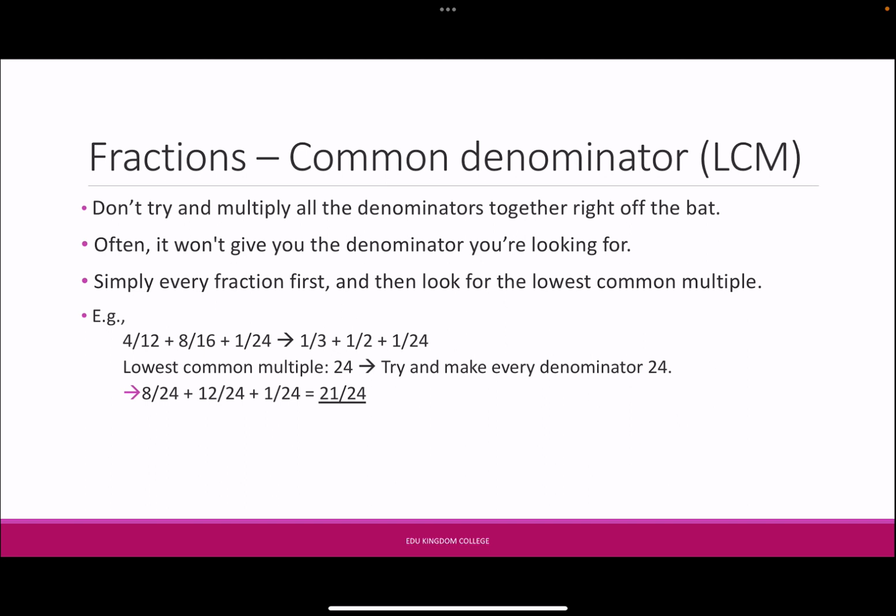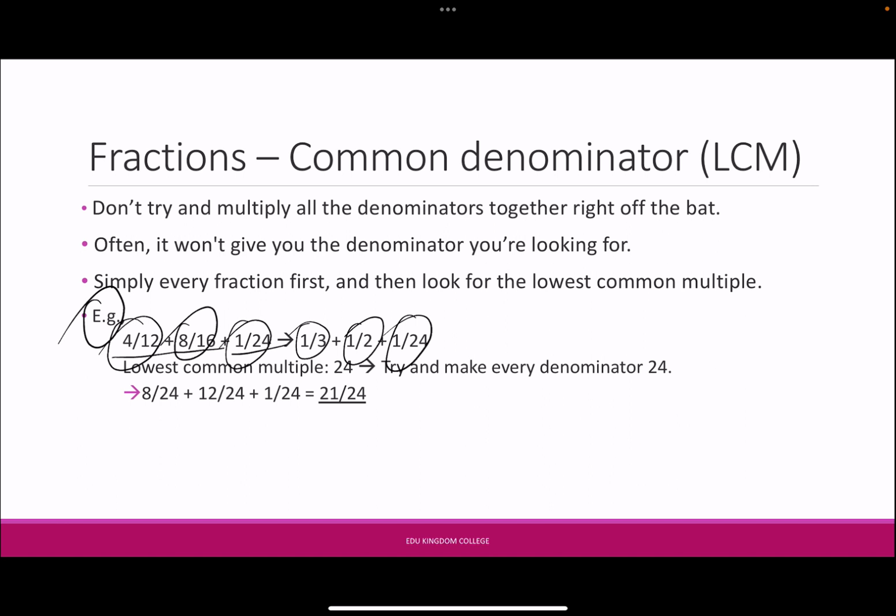So when we find a common denominator, don't try and multiply all the denominators straight off, because that won't give you the common denominator you're looking for. What you want to do first is obviously simplify. With fractions, we always simplify first, because that never does us any bad. In our example, we have 4 over 12, 8 over 16, 1 over 24. 4 over 12 becomes 1 over 3. 8 over 16 becomes half when you simplify. Then 1 over 24 stays as 1 over 24.